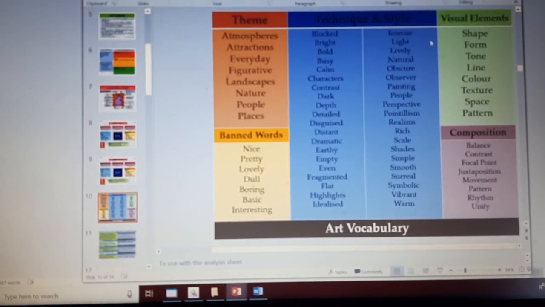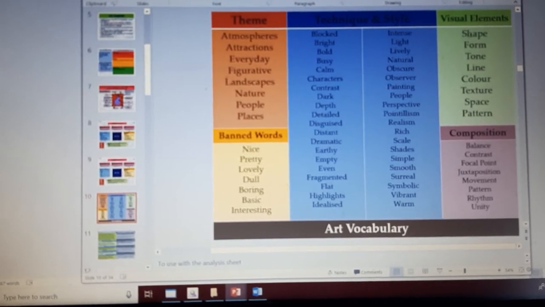When we're also describing, don't forget to use the art vocabulary.